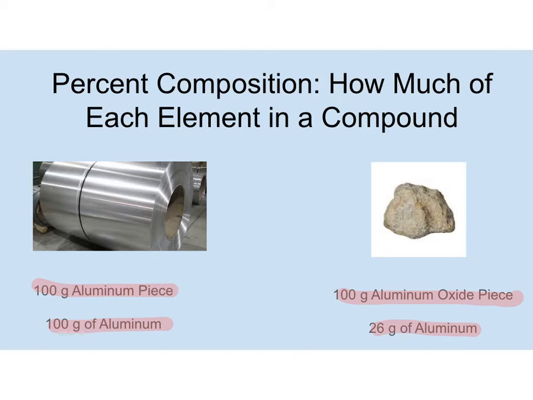Okay. So how they got this pure aluminum that I'm pointing at over here is they've taken this rock and gone through a process called smelting, where you isolate the metal, you pull out all the aluminum. So you would have to use hundreds and hundreds of grams of aluminum oxide in order to get 100 grams of pure aluminum. So what we're going to do in today's lesson is show you how to calculate that. How did you know that there was only 26 grams of aluminum if I have 100 grams of aluminum oxide? That's what today's lesson is about.